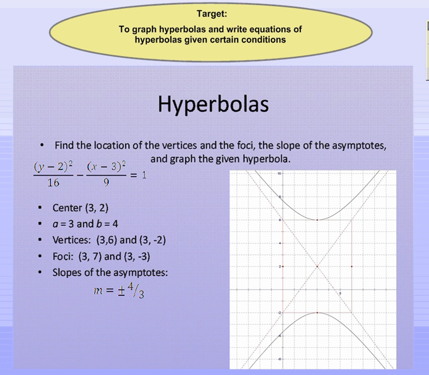The slope of the asymptotes is literally just taking plus or minus your b value over a value, 4/3, and you can see that from the box. You can even check your slope.